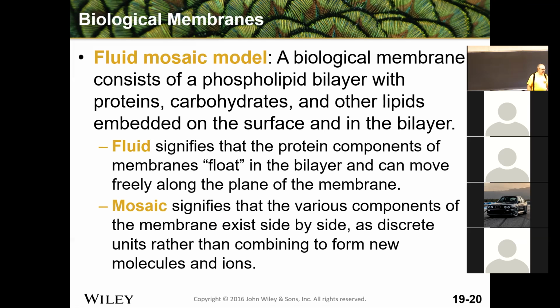Okay, in the fluid mosaic model, a biological membrane consists of a phospholipid bilayer with proteins, carbohydrates, and other lipids embedded on the surface in the bilayer. The fluid signifies that the protein components of the membranes float in the bilayer and can move freely along the plane of the membrane. Mosaic signifies that the various components of the membrane exist side by side as discrete units rather than combining to form new molecules or ions.